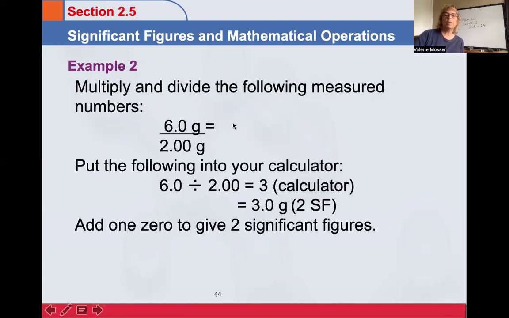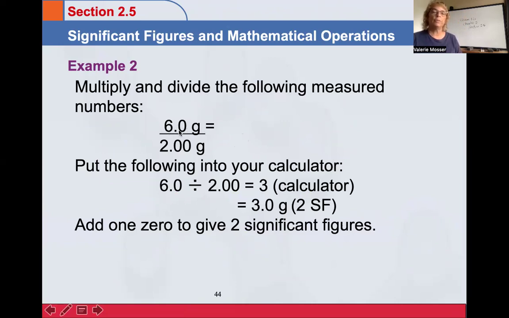So let's do a couple more examples. If you want to go and get your calculator, it's important here to practice on your calculator and not your phone, because you're going to need to use your calculator for quizzes and exams. So if you put 6.0 divided by 2.00 into your calculator, it's just going to give you the number 3 for an answer. But your answer has to have the same number of sig figs as the number that has the fewest in your calculation.